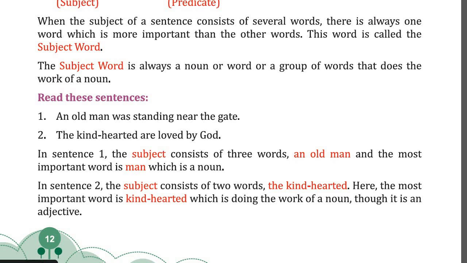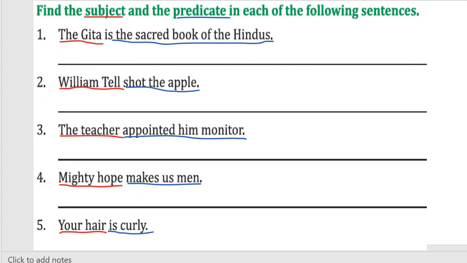In sentence 1, the subject consists of 3 words, an old man, and the most important word is man, which is a noun. In sentence 2, the subject consists of 2 words, the kind-hearted. Here the most important word is kind-hearted, which is doing the work of a noun, though it is an adjective. These are the exercises. Find the subject and the predicate in each of the following sentences. I have underlined the subject with red color and the predicate with blue color pen. Students, please go through it.